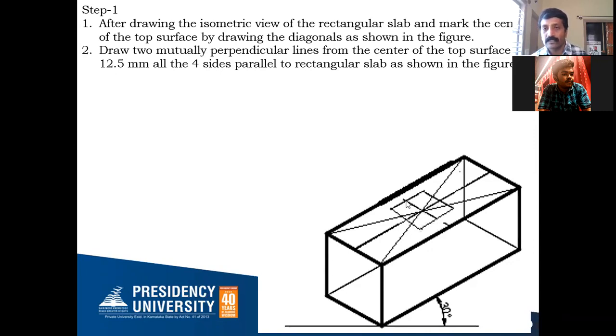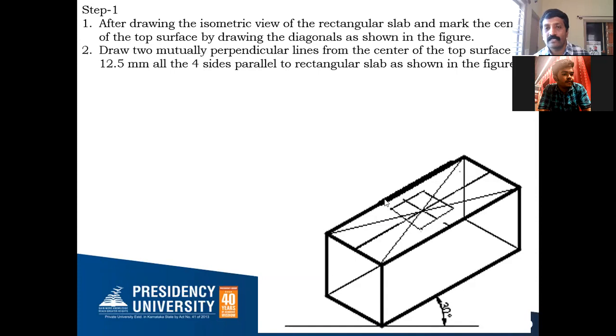Passing through these 4 points, you draw the parallel lines once again. After getting this point, you draw a parallel line to this line. Similarly, from this point, you draw a parallel line to this. Similarly, from this point, a parallel line to this. From this point, you draw a parallel line to this, like this.